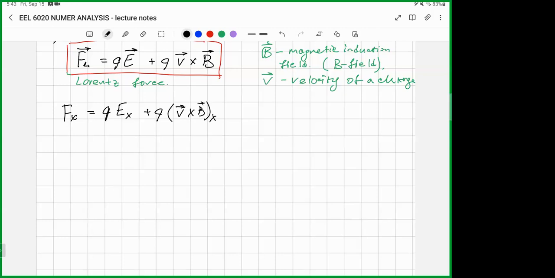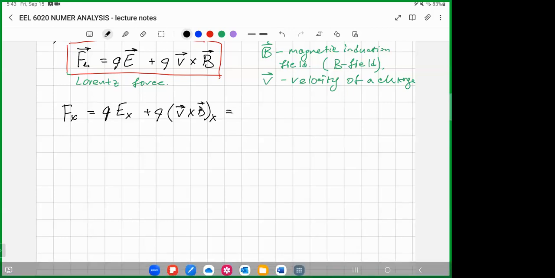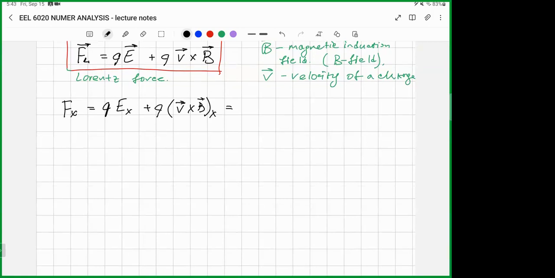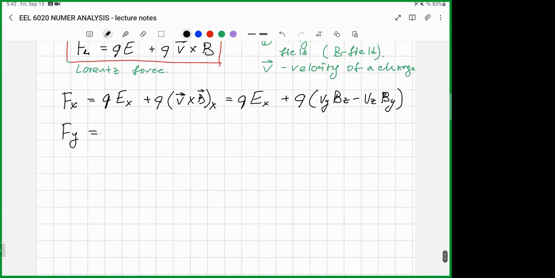Okay, and for the cross product, I remember that the x component is given by the product of y by z and then z by y, right? And then changing from x to y to z to x, etc. So for the first term, I get q Ex, plus q, and for the x component of the cross product, I get vy Bz minus, and I change the components, so it will be vz By.